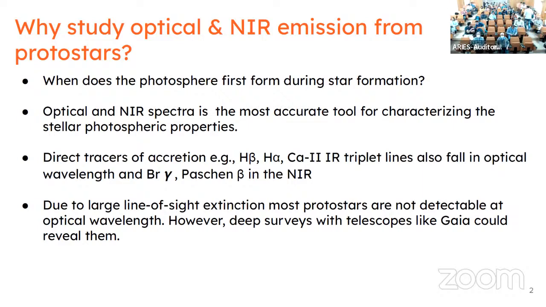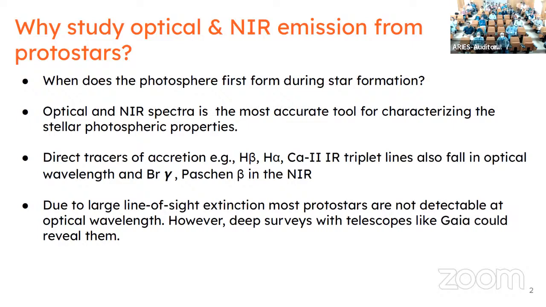The other reason we are interested in using optical wavelengths to detect protostars is that the direct accretion tracers such as H beta, H alpha, and the calcium IR triplet all fall in the optical, and lines like Paschen beta and Brackett gamma are in the near infrared, which can be readily accessed by instruments like TripleSpec and H-force. However, due to the large line of sight extinction towards protostars, they're typically not seen at optical wavelengths.